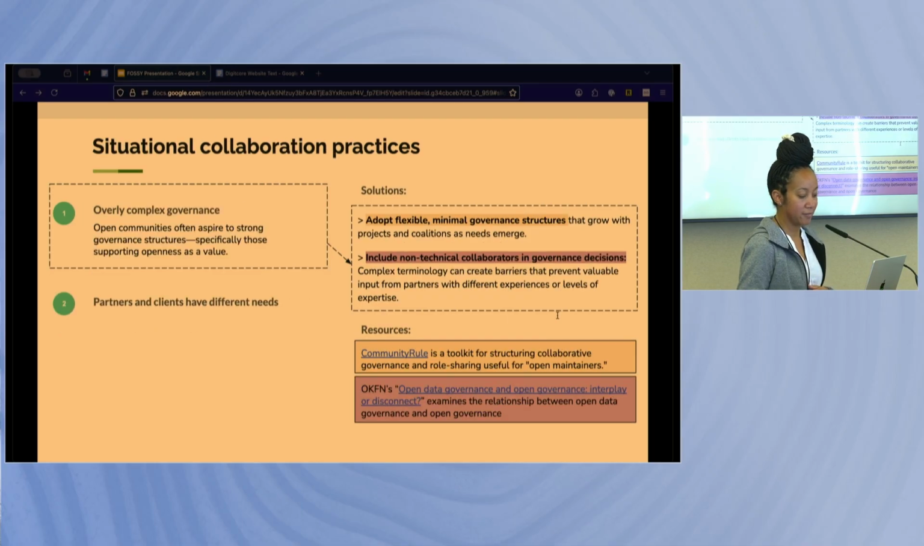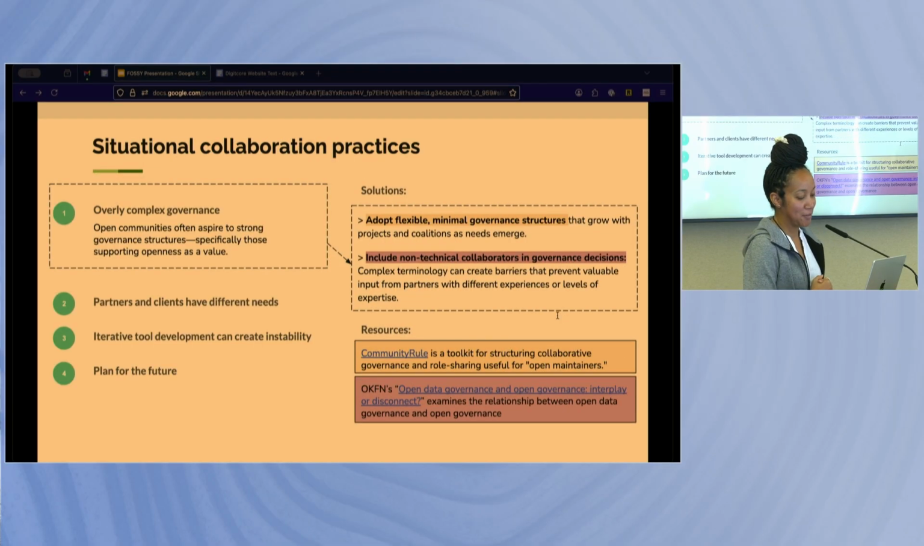Cool. And again, this was on purpose, actually, now that I think about it. The next theme is around situational collaboration practices, meaning the success and longevity of open infrastructure often depends on effective collaborations. These, in turn, rely on governance mechanisms that match the needs of the project.